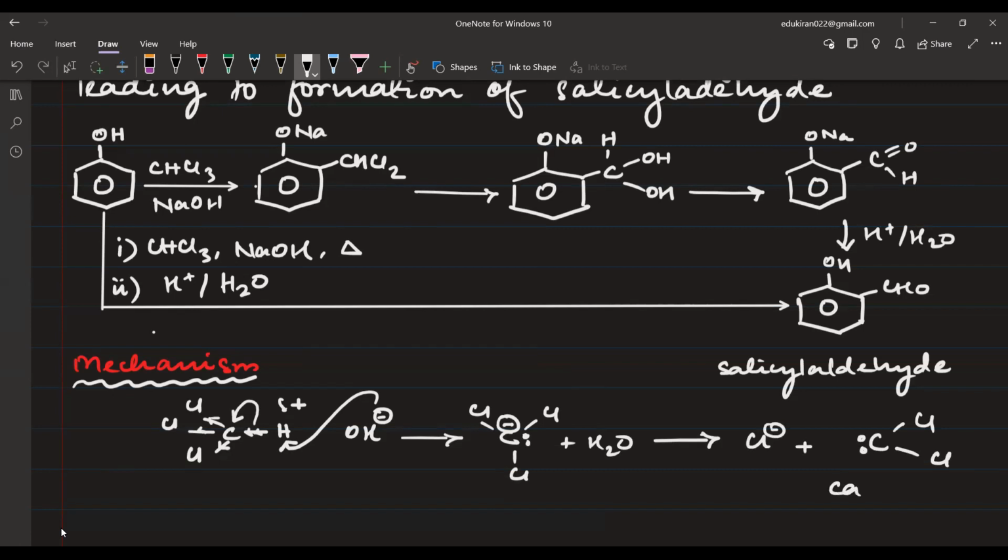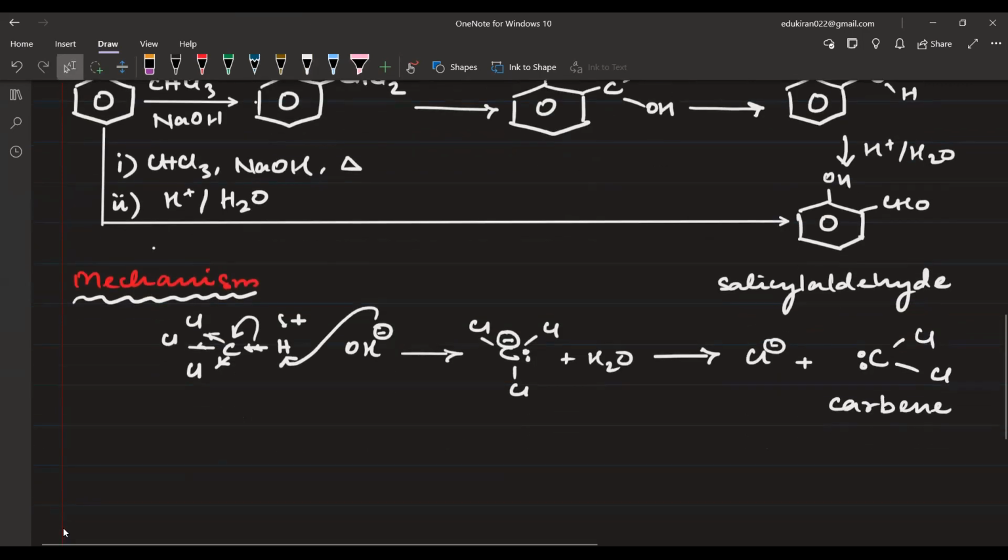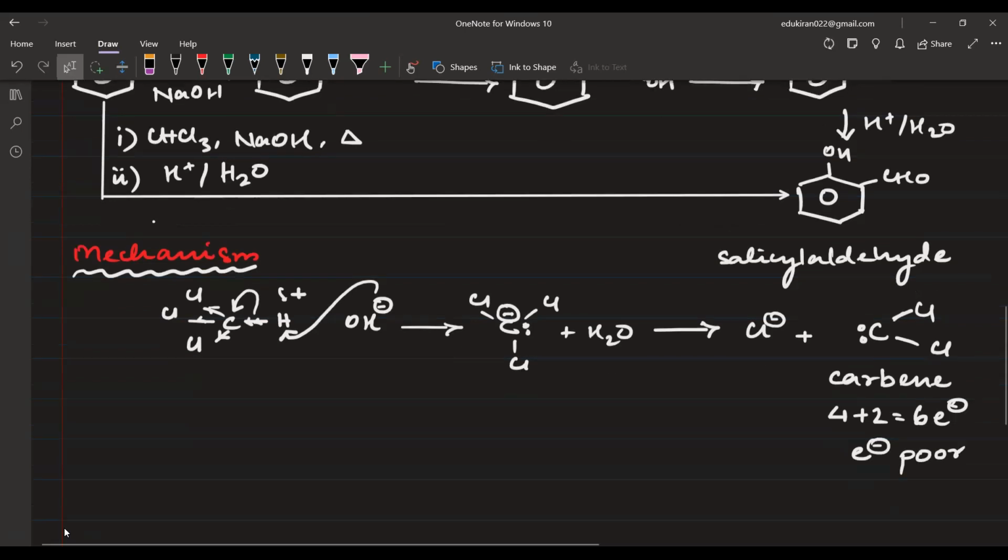This is known as carbene. This entity is known as carbene. If you look at this carbene, it has 2 bonds, that means 4 electrons. 4 plus 2, that means it has only 6 electrons. If it has 6 electrons, that means it is what? It is electron poor. It is not electron rich, even though you can see that there are non-bonding electrons. But it is not electron rich.